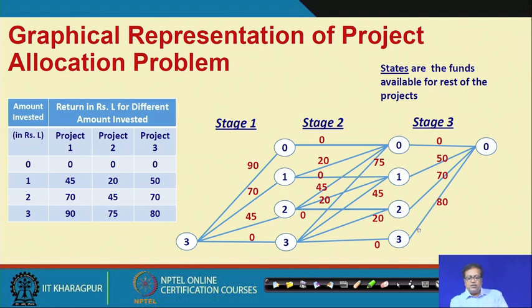And at the third project level, if you invest nothing, obviously only the remaining amount can be invested. So, it could be 0, 50, 70 or 80, because here, as the state changes from 3 to 0, 3 is the remaining amount. So, you must have invested 3, and for 3 the return is 80. So, once again the problem really is to find the path here which maximizes our return.